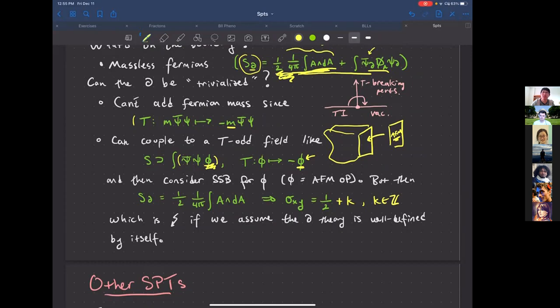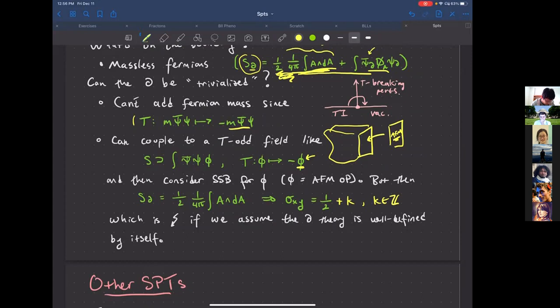But you're saying that if I explicitly added a mass, let's ignore this phi guy, if I just consider this guy, since I've already broken time reversal symmetry, I could. Yeah. No, but then still, if I do that, I still generate an integer Chern-Simons term, right? Why?